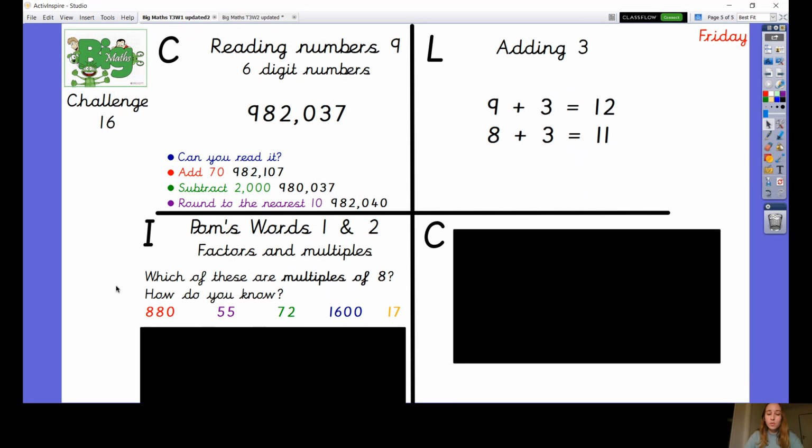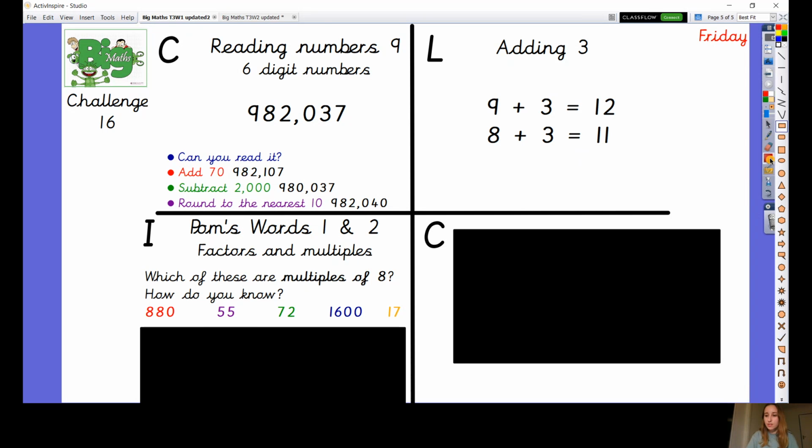Record this in your book and try to explain how you know. So you might write and list the numbers that are multiples of 8 and say, I know this because. You might list the numbers that are not multiples of 8 and explain how you know. So have a go in your book at jotting down which ones you think are multiples of 8, which ones aren't, and what your reasons are. So pause the video and play when you're ready.